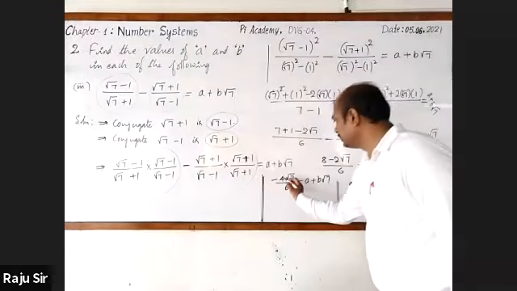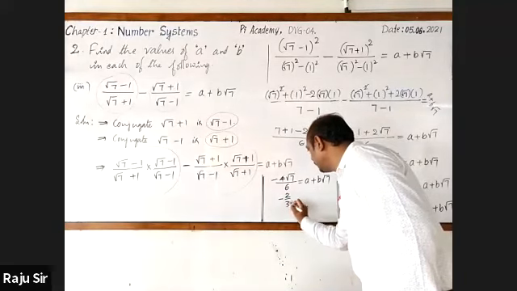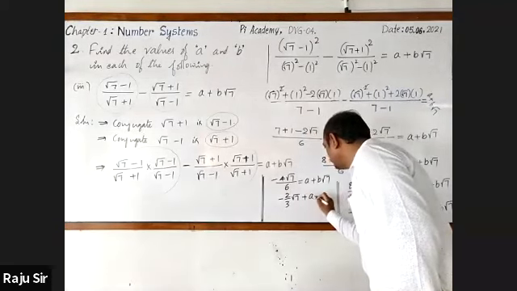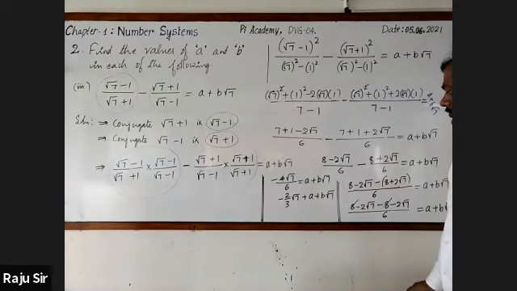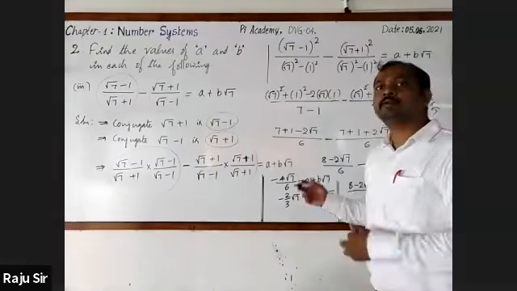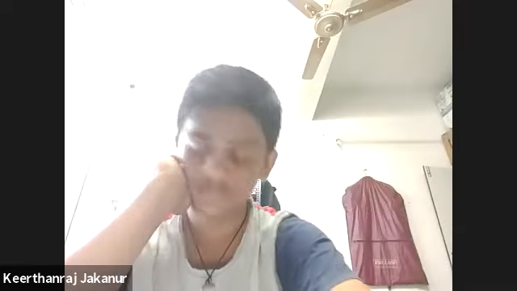So 4 and 6 can be cancelled. 2 2s are 4, 2 3s are 6. So minus 2 by 3 root 7 equals a plus b into root 7. Now find a and b. Equals you put plus. What will come in place of a? Nothing is there, so 0.